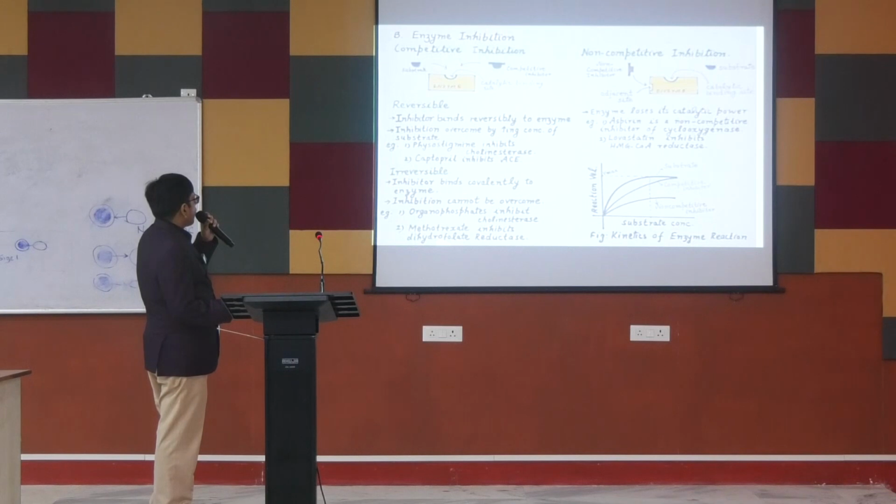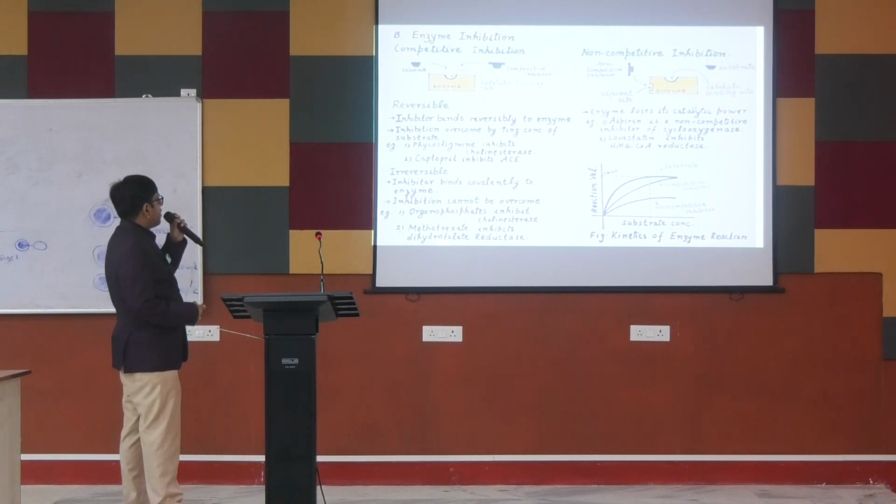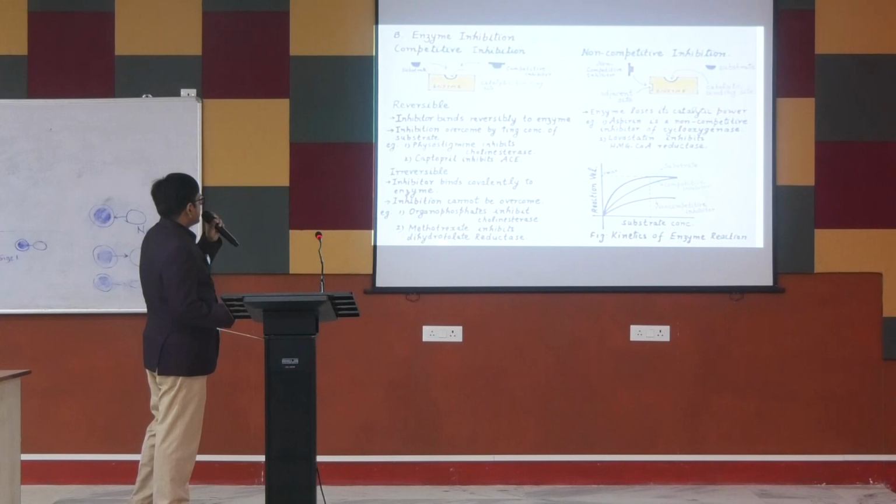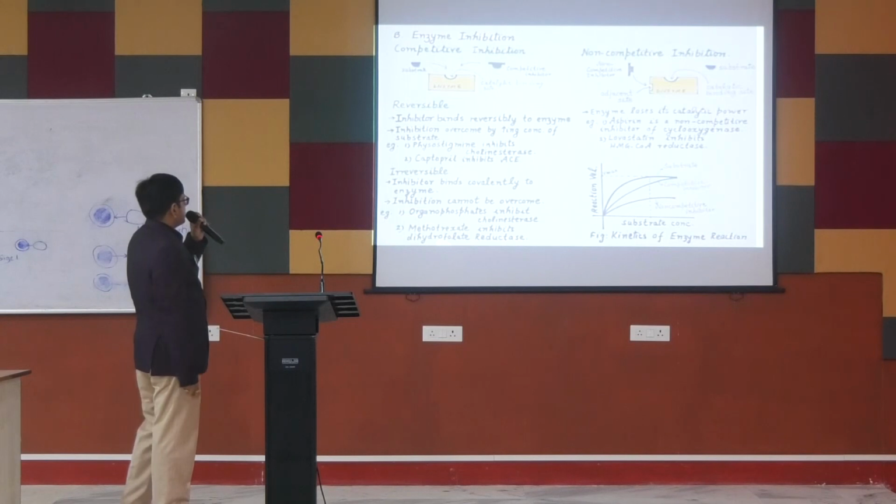Just to remind you, in competitive inhibition, what happens? This is the enzyme. This is the binding site of the substrate and a competitive inhibitor. The drug will come and inhibit this enzyme in such a way that there is reversible inhibition. So this is the substrate and this is the competitive inhibitor. This competitive inhibitor is basically the drug in our case. The drug will compete with the substrate, bind with this enzyme and inhibit it.